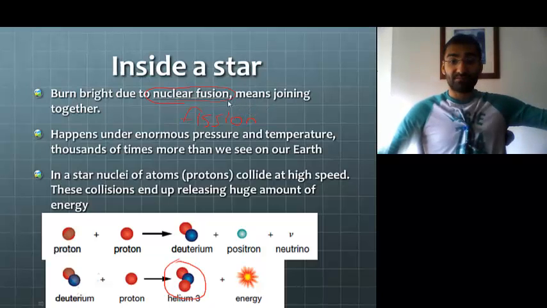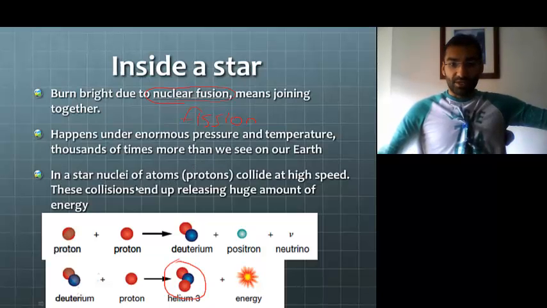So it would kill two birds with one stone if we could harness nuclear fusion. The problem is that it happens under enormous temperature and enormous pressure, much more than what we normally see here on Earth. In order to create these pressures and temperatures, it takes a lot of energy, which is why nuclear fusion is very tough to see on Earth, but occurs en masse in the stars.